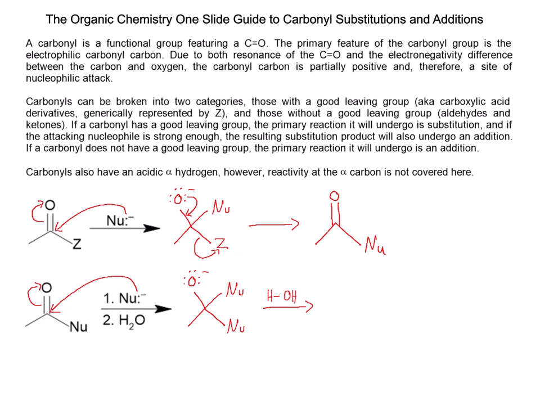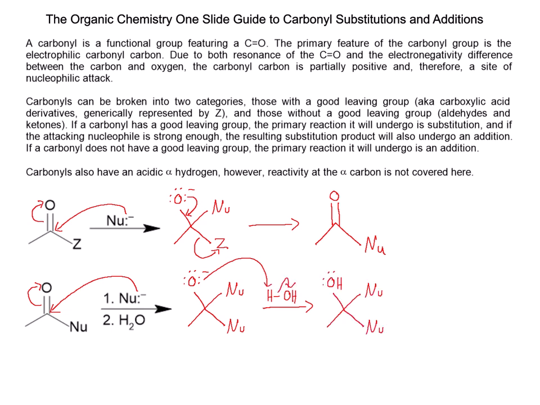However, this is not a substitution, and there's no good leaving group to kick off. That's why we need a source of hydrogen in the next step, such as water. And what's going to happen in the second step in addition is that the negatively charged oxygen is going to attack the hydrogen, giving us an alcohol product.